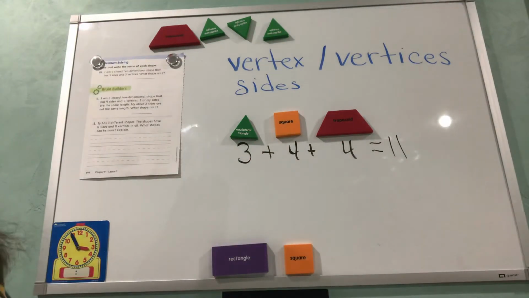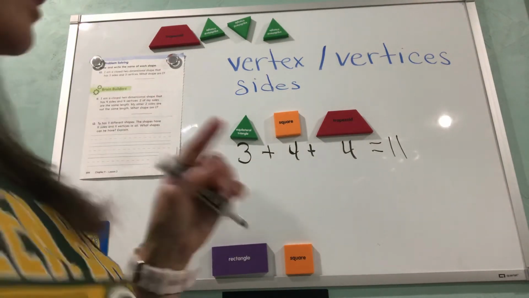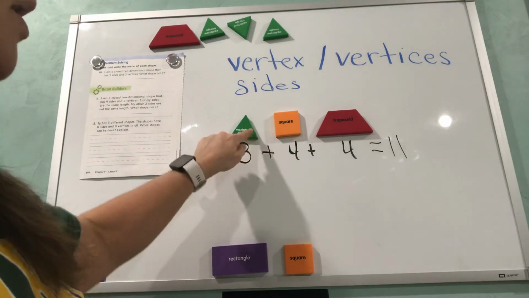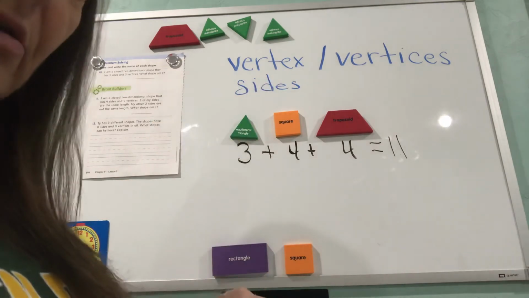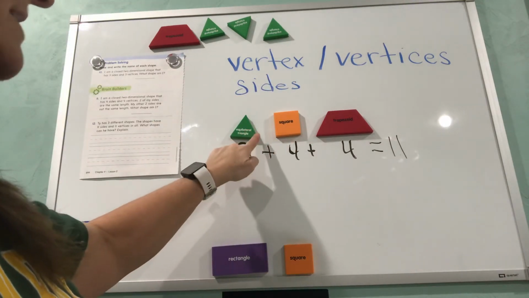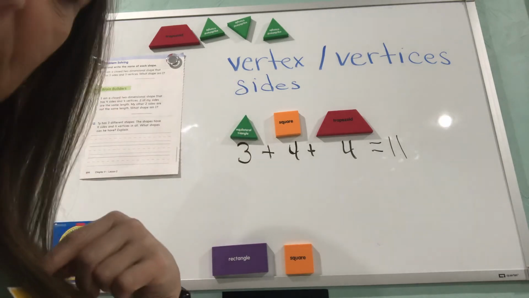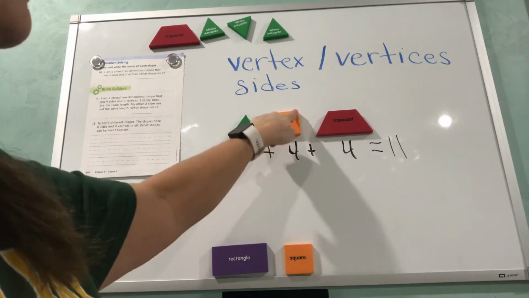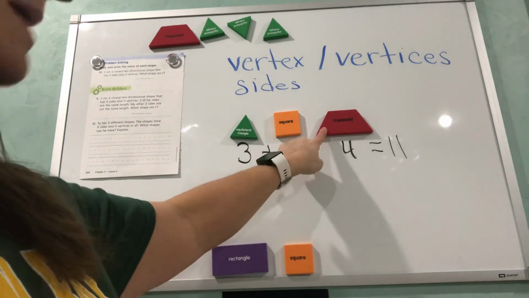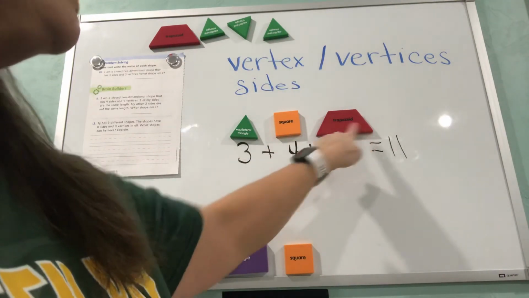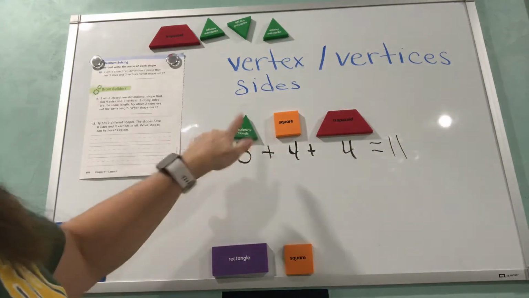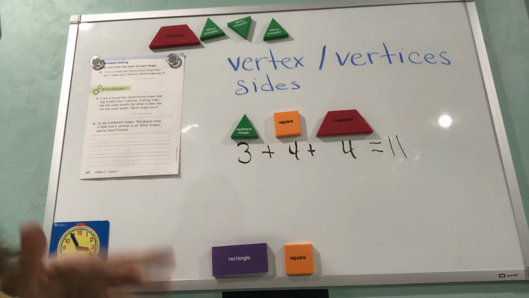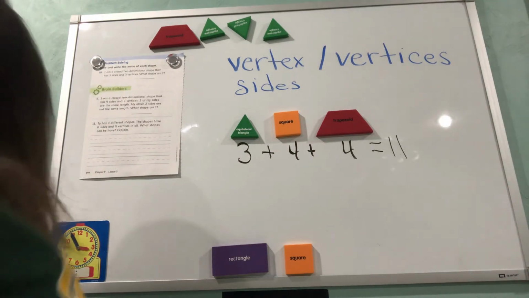I have 11 sides. I don't know if you noticed this in the lesson, but if you notice, we should be able to see now our sides and our vertices are equal. My triangle had 3 sides, 1, 2, 3. It also has 3 vertices. My square has 4 sides, 1, 2, 3, 4, and 4 vertices. My trapezoid has 4 sides and 1, 2, 3, 4 vertices. So I could use a triangle, a square, and a trapezoid to get my 11 sides and 11 vertices.